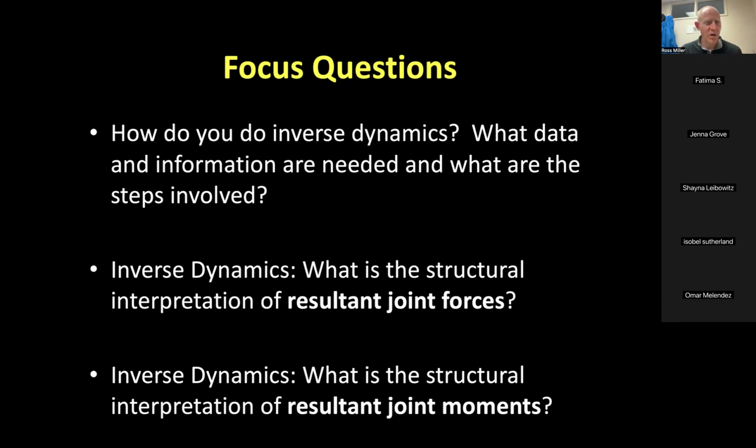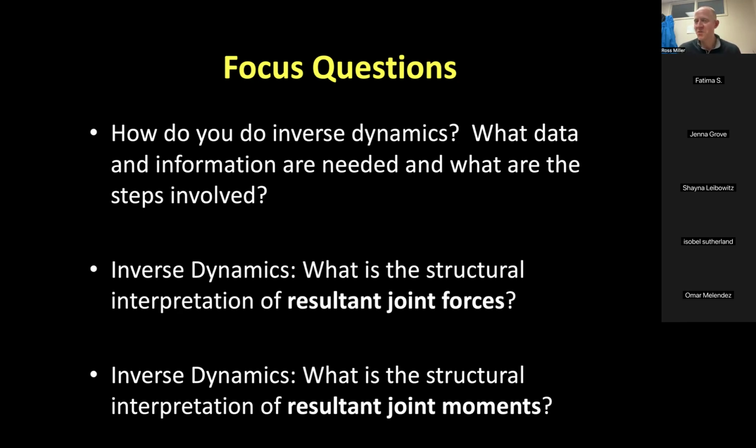Okay, that's the one question. This is kind of two lectures combined with one set of focus questions. So that's the one that would relate to lecture 11. The ones that would relate to lecture 12, the stuff we covered today, are these second two bullet points on how do I structurally interpret the force from inverse dynamics and the moment from inverse dynamics.